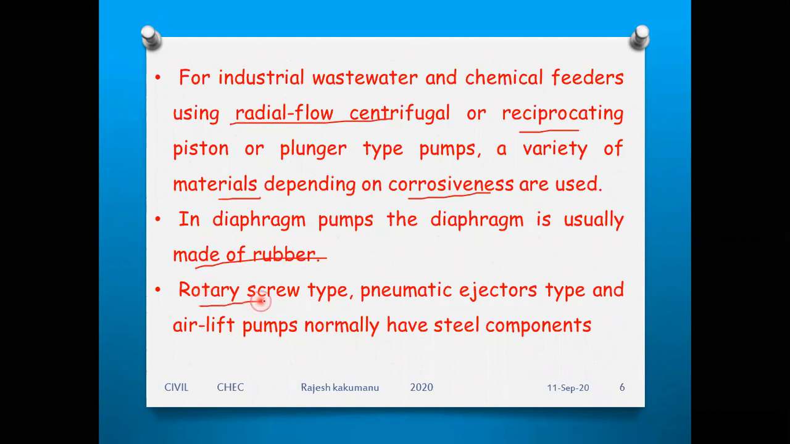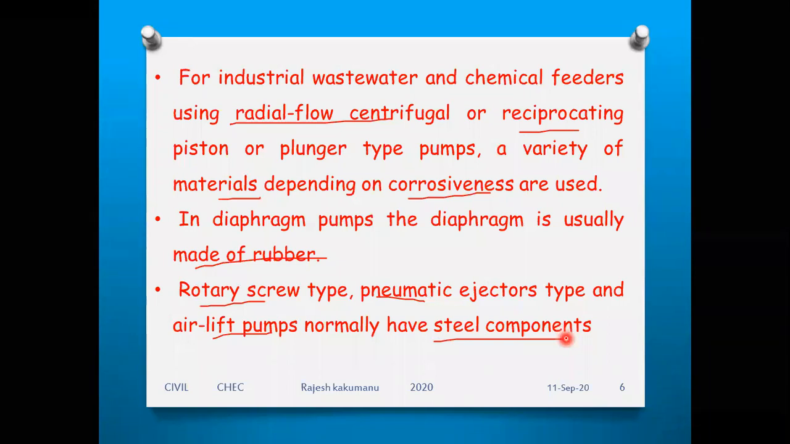Next, rotary screw type, pneumatic type ejectors and air lift pumps generally have steel components. Overall, for the pneumatic pumps, rotary pumps and air lift pumps, we majorly use stainless steel material for all these types of pumping system. Okay, so keep in mind what the materials are.